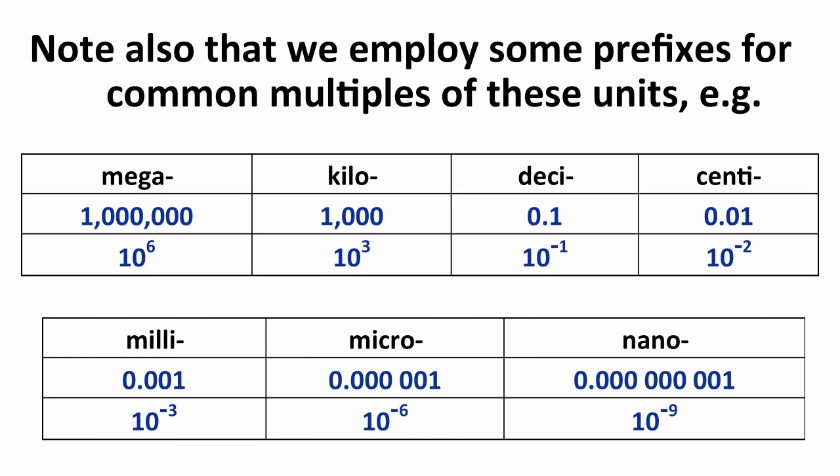Milli, 1/1,000th, 10 to the minus 3. Micro, 1/1,000,000th, 10 to the minus 6th. And nano, 1/1,000,000,000th, 10 to the minus 9. There are, of course, other prefixes as well you may have heard of, like giga, for example. But these are probably the 7 that you're going to use most commonly, and you should definitely make sure you know what these prefixes stand for.